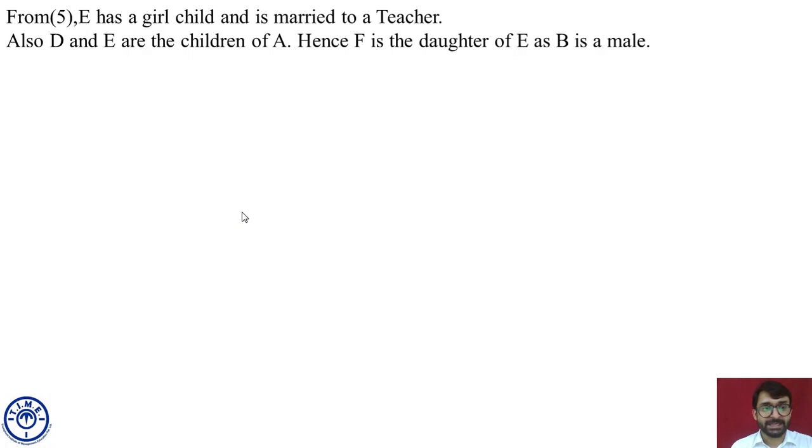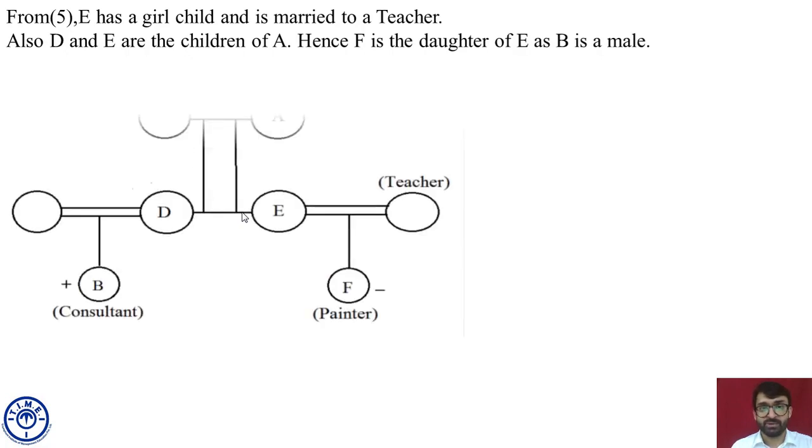Statement 5 says E has a girl child and is married to the teacher. So can I say that E is married to the teacher and the girl child has to be F? Because B is the male, so B cannot be the girl child.